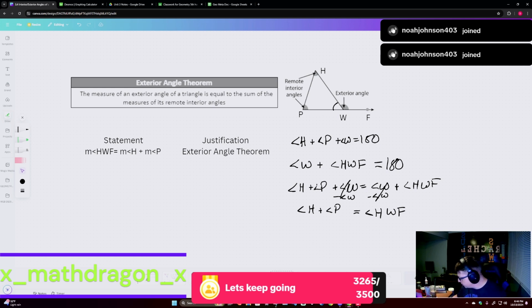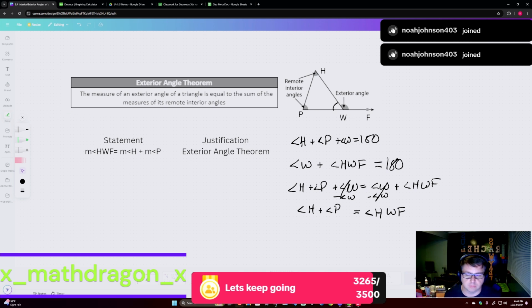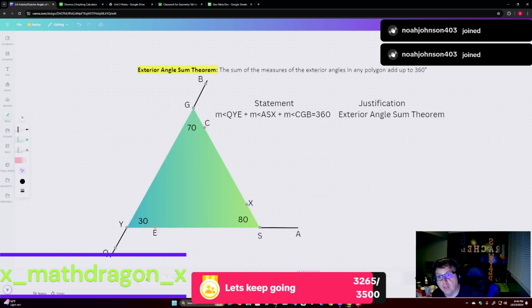Yeah, this was something that you would set up and do to prove that the exterior angle theorem exists. Not that you need all that history, but just understand that this outside angle is going to equal the two interior angles, okay? And then the other thing is the exterior angle sum theorem.